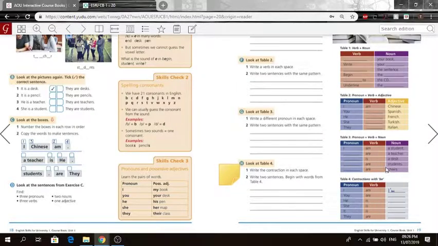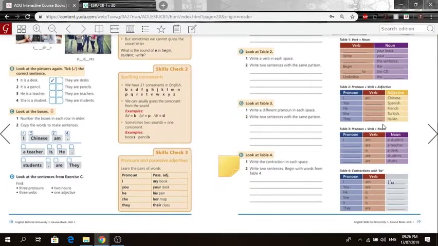Okay, so now moving on to table 4, H here, write the contraction in each space. So instead of always writing I am, you are, he is, she is, sometimes we just put them together, right? It uses less space and it's easier to pronounce. It's much better to say I'm than to say I am, right? When you say I am a lot, it's kind of annoying, right? When you say I am this, I am that, but just saying I'm, you get to the point.